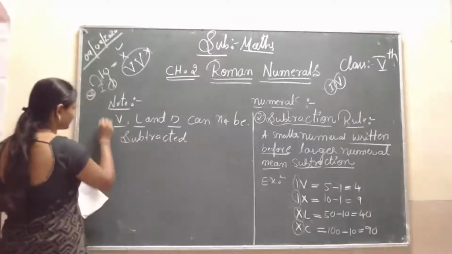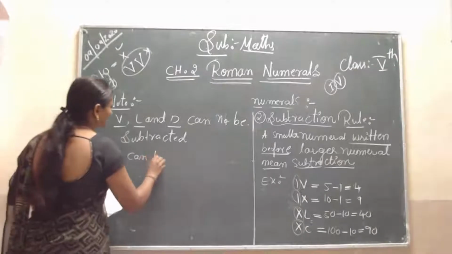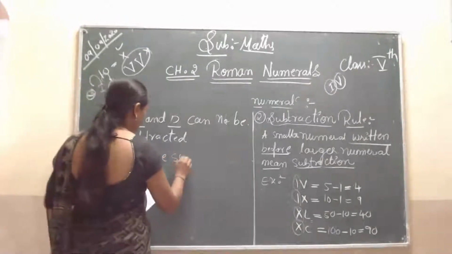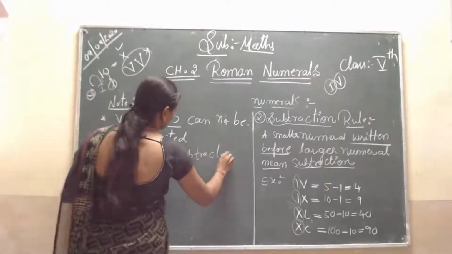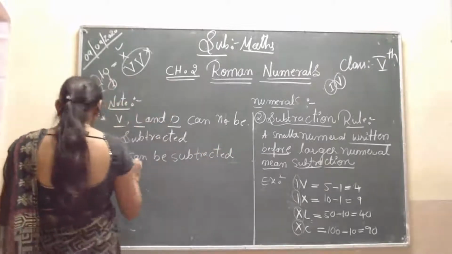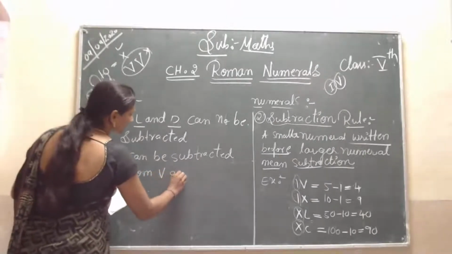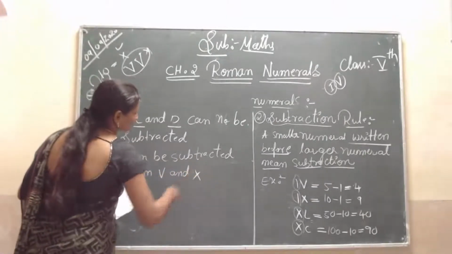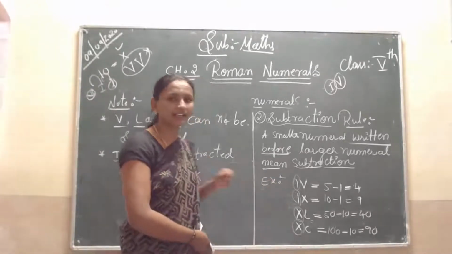Next point. Again, I can be subtracted from students, V and X. I can be subtracted from V and X. For example, V and X.